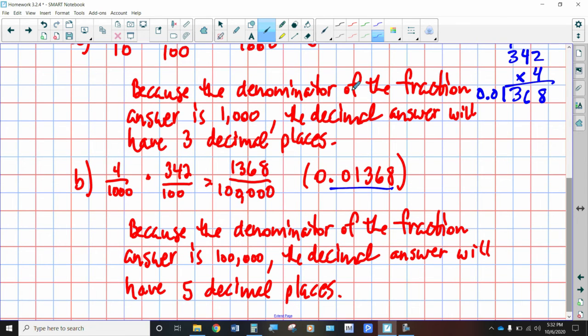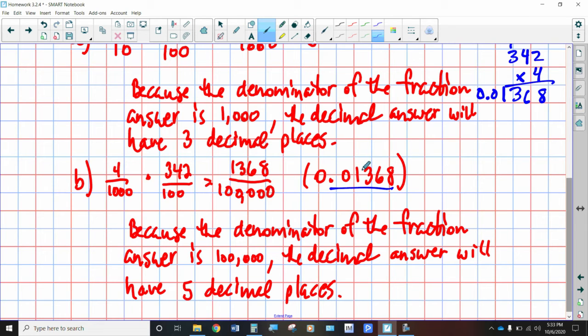Okay, so because the denominator of the fraction answer is 1,000, the decimal answer will have 3 decimal places, right? 3 zeros for 1,000. And because the denominator of this fraction is 100,000, you want this to terminate in the 100,000th place, which means you would need 5 decimal places. So there are a lot of different ways that you can think about it. Whichever way that I explain makes most sense to you, just go with that, okay?